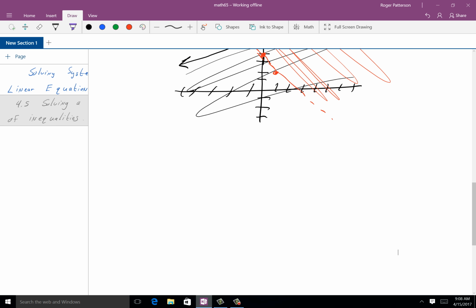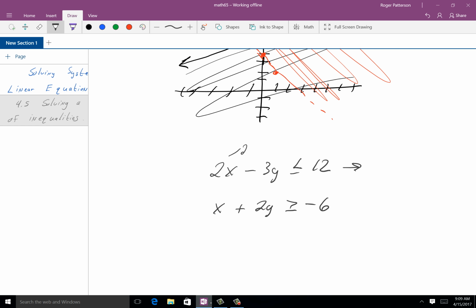Remember, I'm going to progress and make them a little bit harder as we go. So I'll go 2x minus 3y is less than or equal to 12. And let's go with x plus 2y is greater than or equal to negative 6. So something like that. Yeah, so we're going to solve for y.